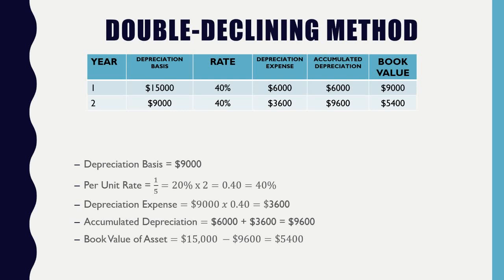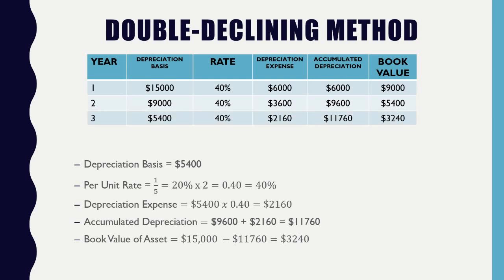Here I plug in all my numbers. 9,000 times 40% gives you 3,600 this time. Your depreciation expense is added to the accumulated depreciation to give you a book value of 5,400. That book value at the end of year 2 becomes the depreciation basis for the 3rd year, and so on and so forth. You need to keep calculating until you reach the end of the estimated useful life.